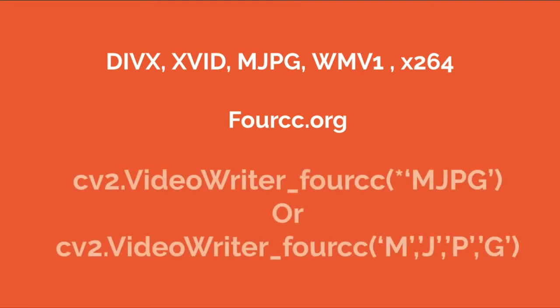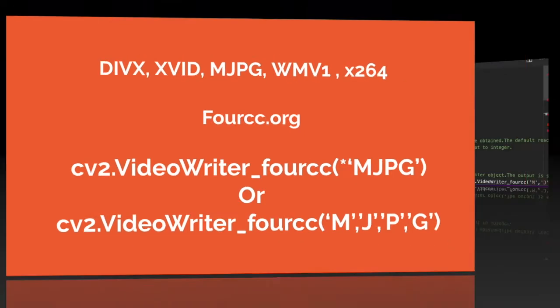The 4cc code is a 4-byte code used to specify the video codec. A list of codes can be found on the 4cc.org website. The 4cc code can be passed as cv2.VideoWriter_fourcc with the argument as MJPG. Let's have a hands-on with it.